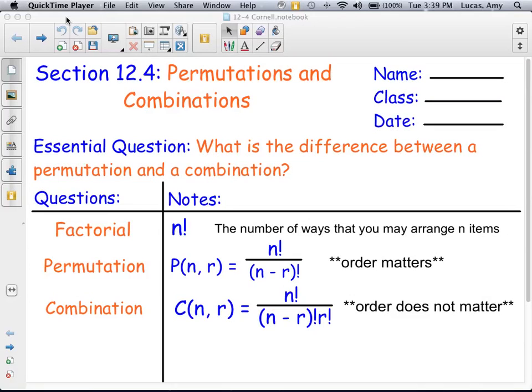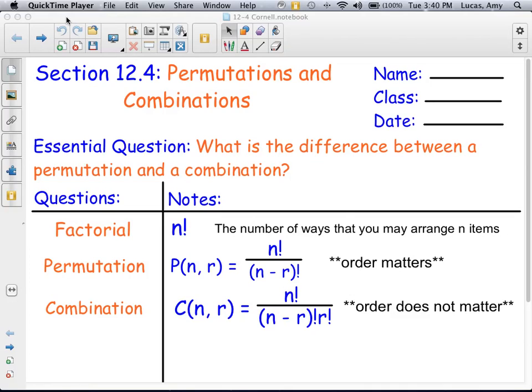Today is 12.4, Permutations and Combinations. The essential question is, what is the difference between a permutation and a combination? We have 3 new vocabularies. The first one is factorial. The factorial symbol is the exclamation point.